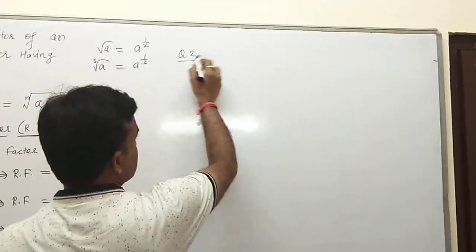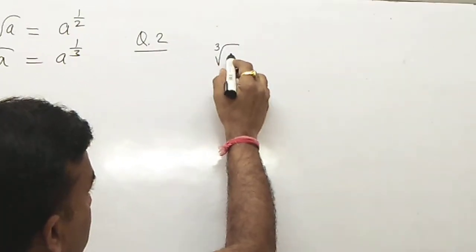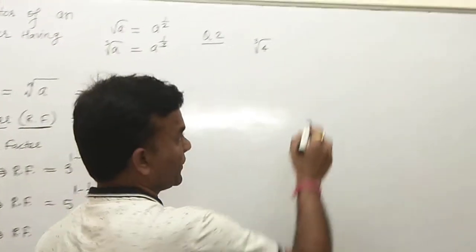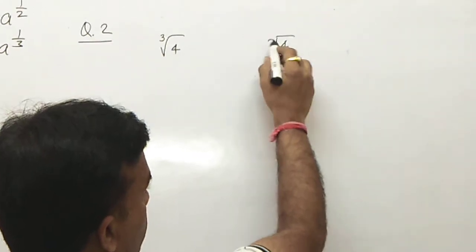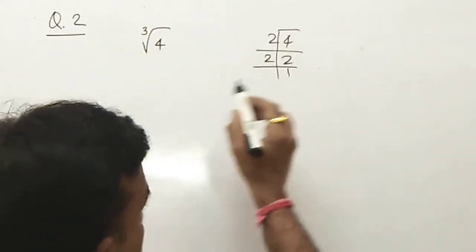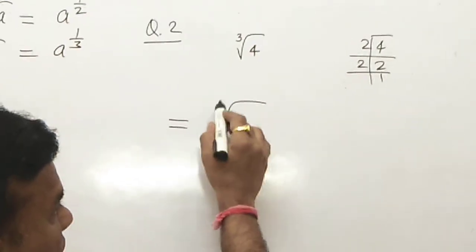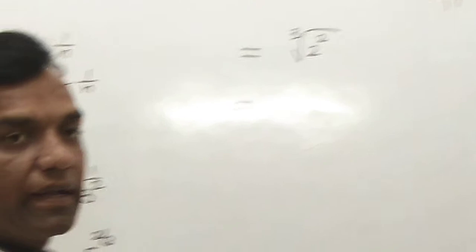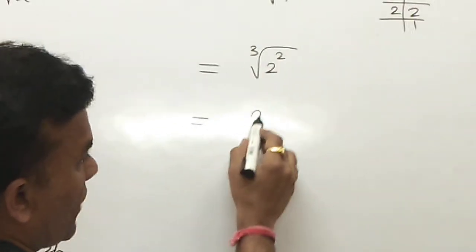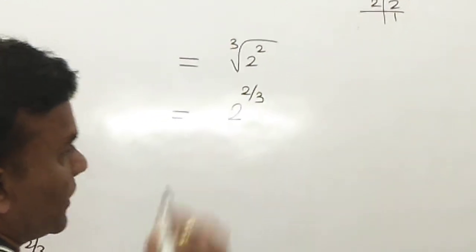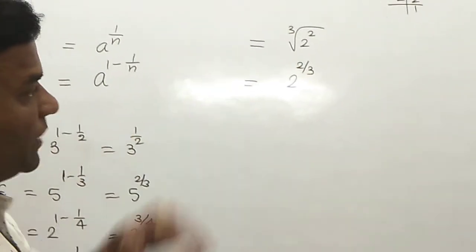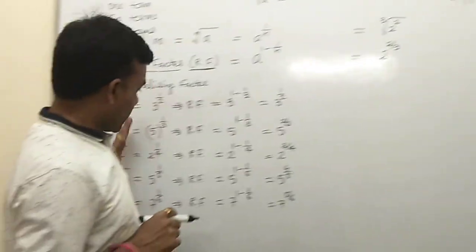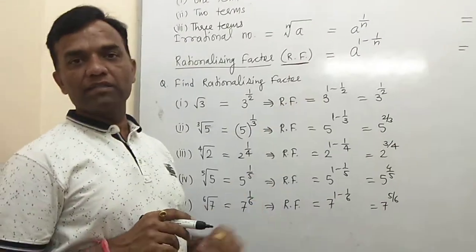Here we consider example 2, where you have a cube root but inside is 4, and 4 is not a prime number. So first we factorize 4, like you have 2 into 2. So 2 to the power 2 is given here. Then you consider the 3, and you convert into the exponential form, so your power is 2 to the power 2 by 3. Is the same concept used here? No. Because when you have a prime number, you directly do 1 minus the given power.